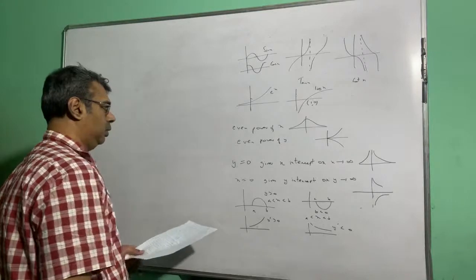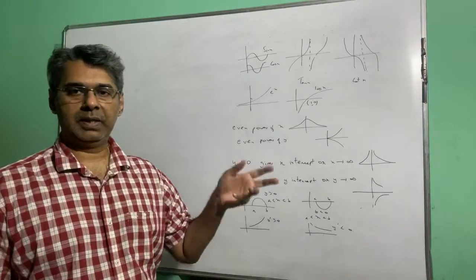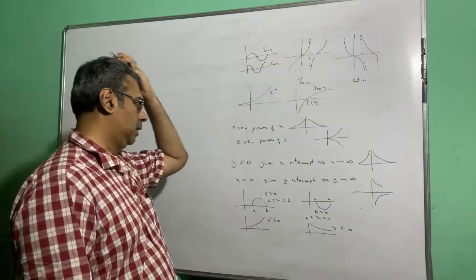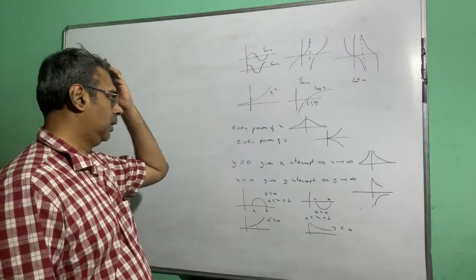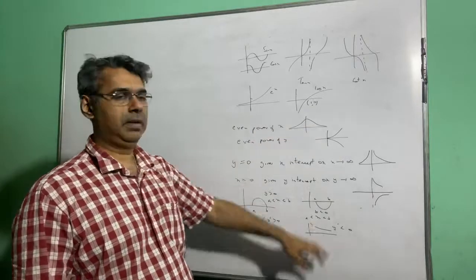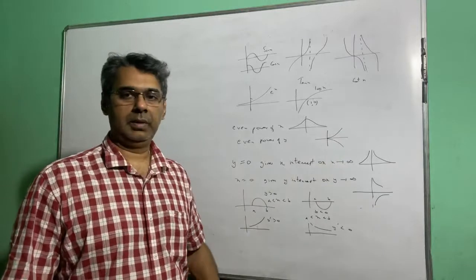So that means what? For drawing graphs, one is the basic graphs, you will have to remember them. That is the first thing. The second thing is that you will have to know that if even powers of x are there, it is symmetrical about the y-axis. And if even powers of y are there, it is symmetrical about the x-axis.